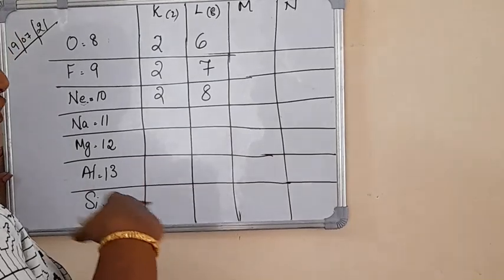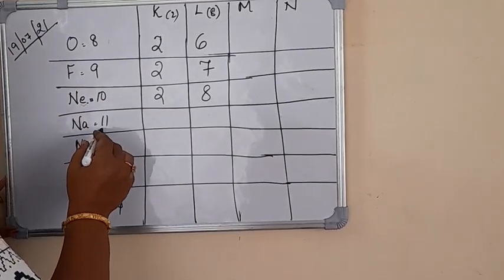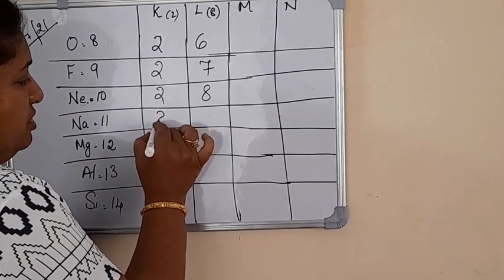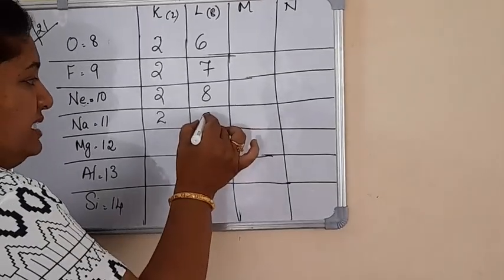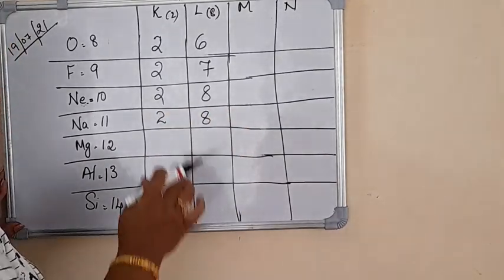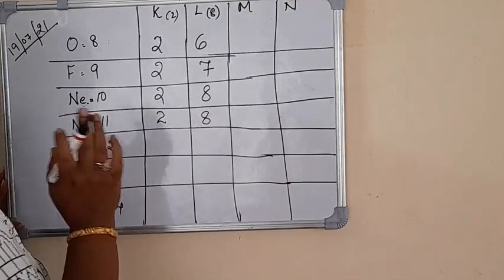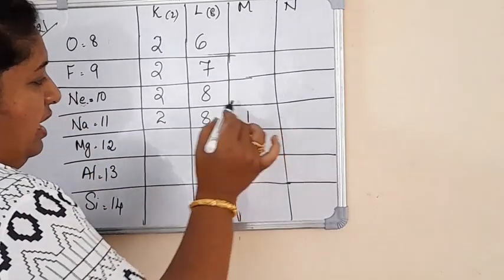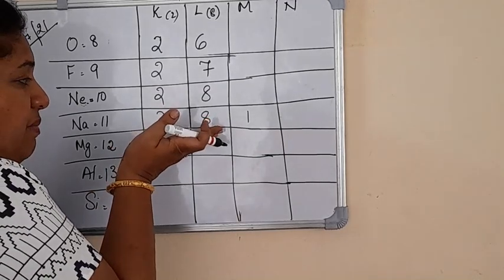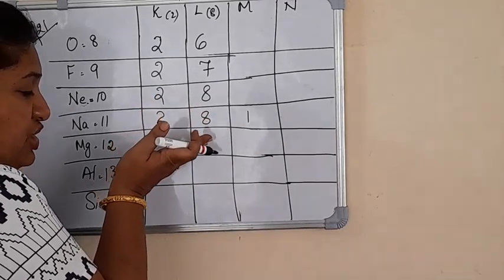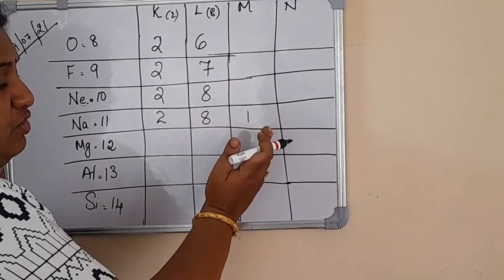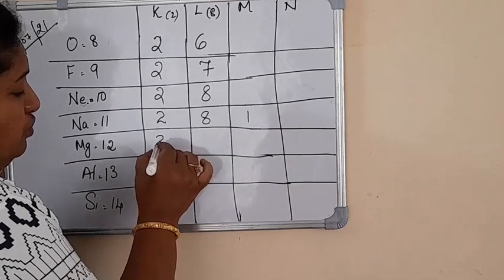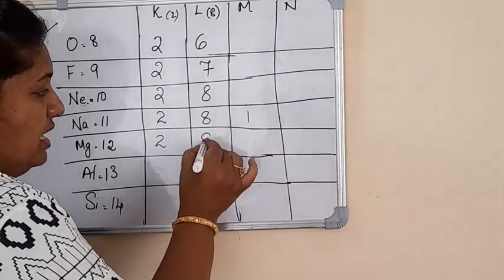Now, if you come to sodium, which has an atomic number of 11, how will we do? See, 2 electrons to K shell, 8 electrons to L shell, 8 plus 2, 10. 11 minus 10, how much? 1. So 1 electron to the M shell. So after filling the maximum number of electrons in the L shell, the next electron can be given to the M shell.